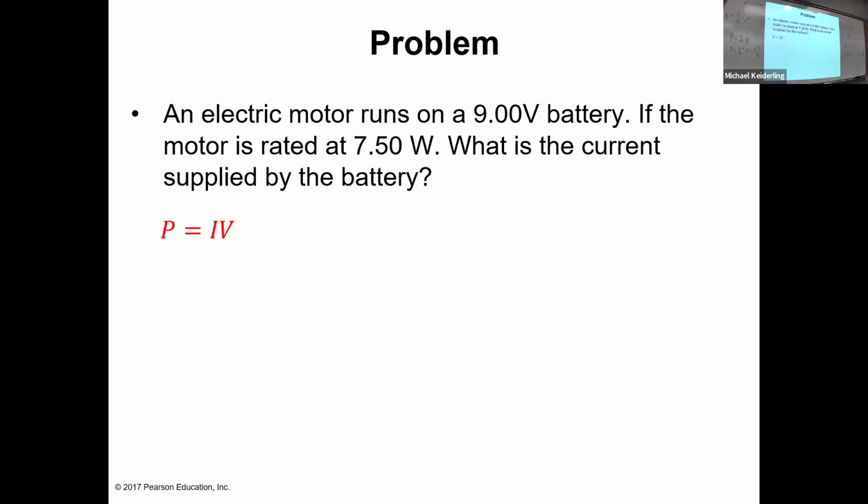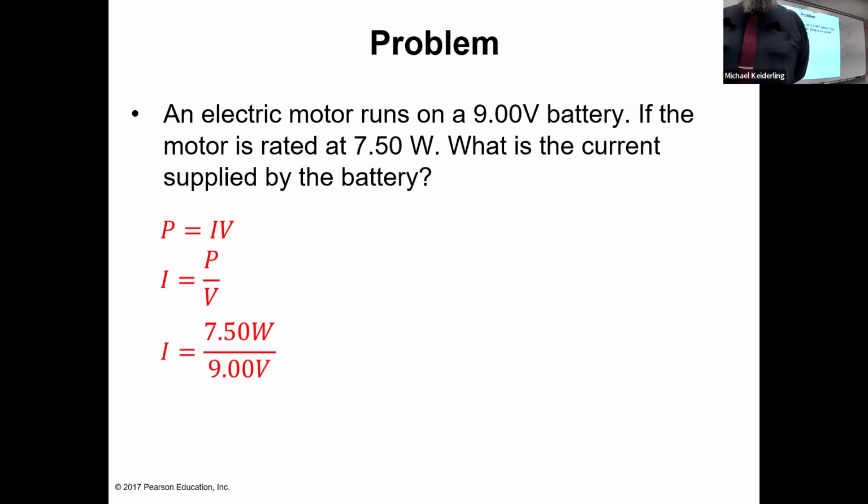So power is current times voltage. That means current is going to be power divided by voltage. So 7.5 watts divided by 9 volts gives us 0.833 amps.